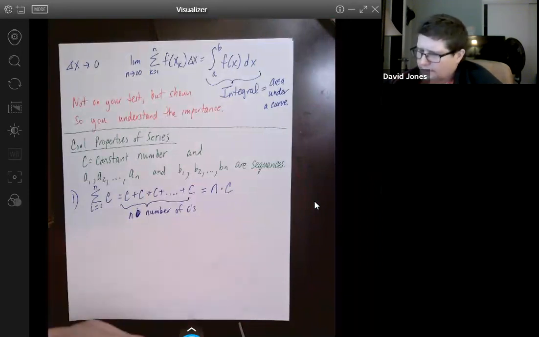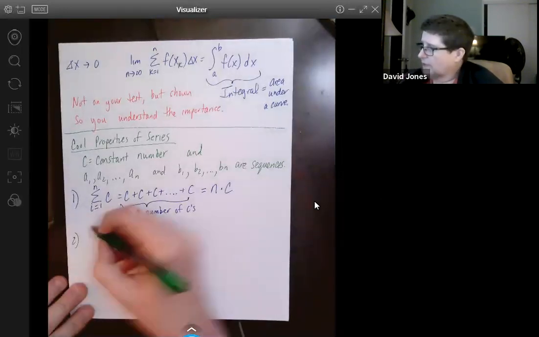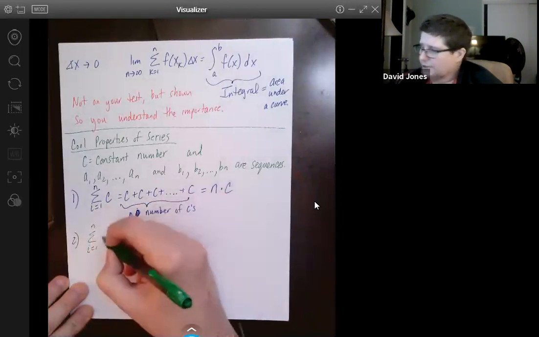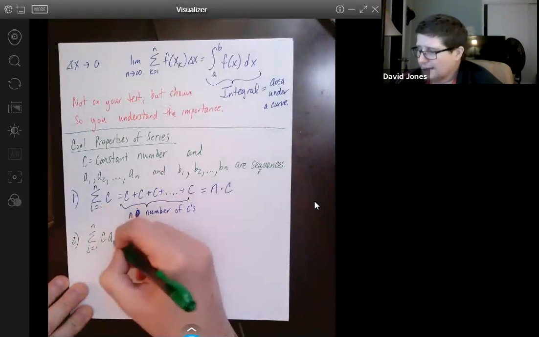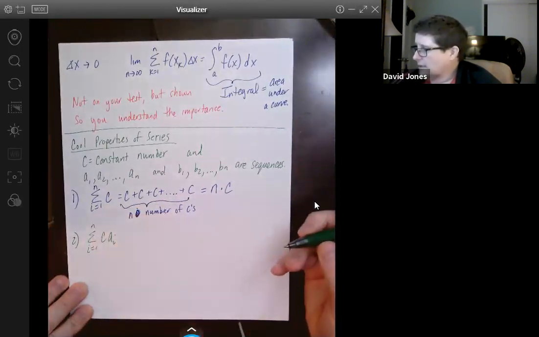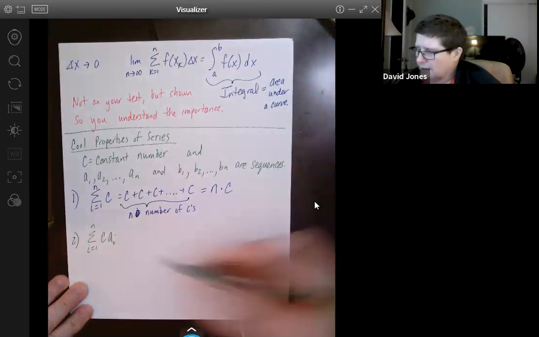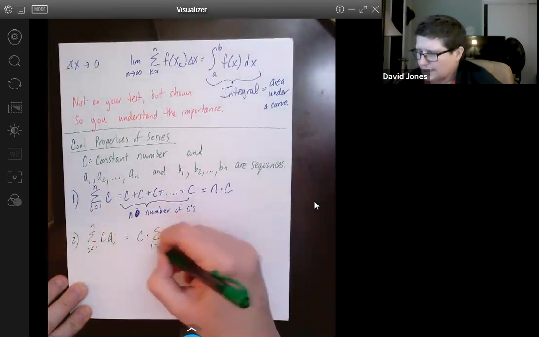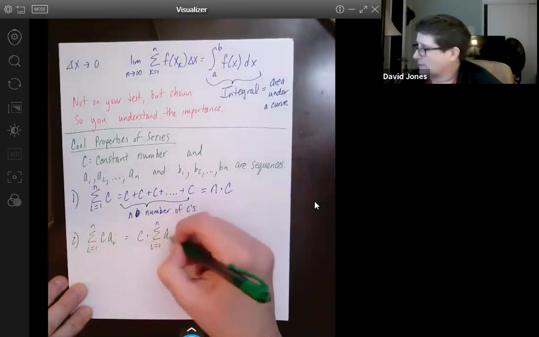Now the cool one. So if we take that same idea, we're going to do i equals 1 to n. We're going to do C times A sub i. I can actually pull the C out and just do i equals 1 to n of A sub i.